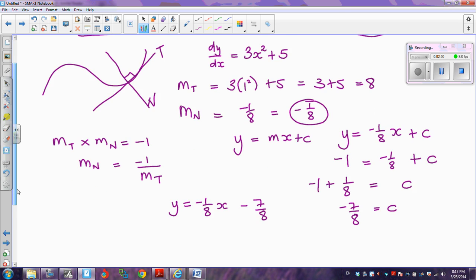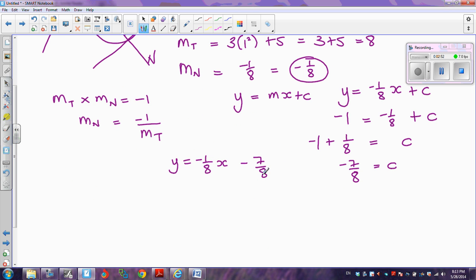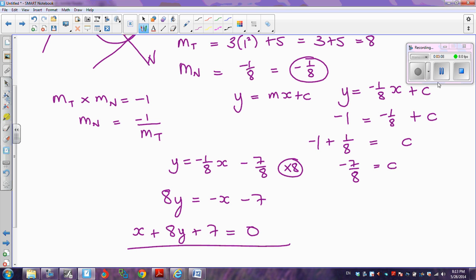Now you can tidy that up. You could leave it like that, you get full marks, or you can multiply by 8 to tidy up the fractions. So we've got 8y equals minus 1x minus 7, and I'll probably put everything over on the left here to get x plus 8y plus 7 is equal to 0. So there's the equation of my normal.